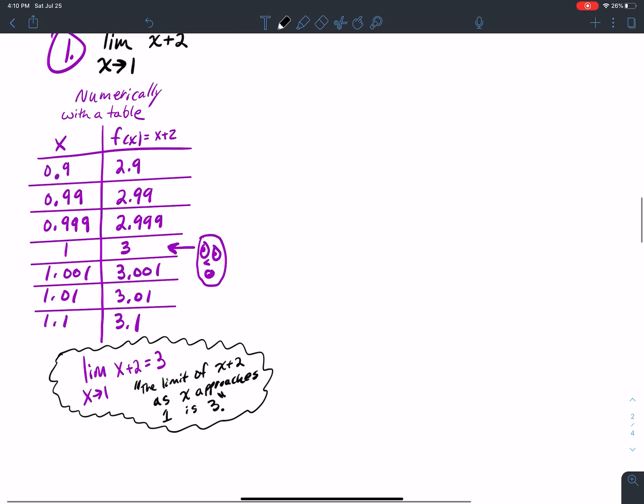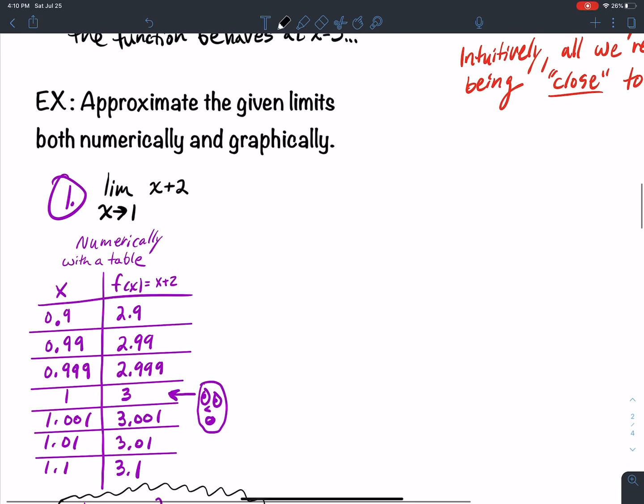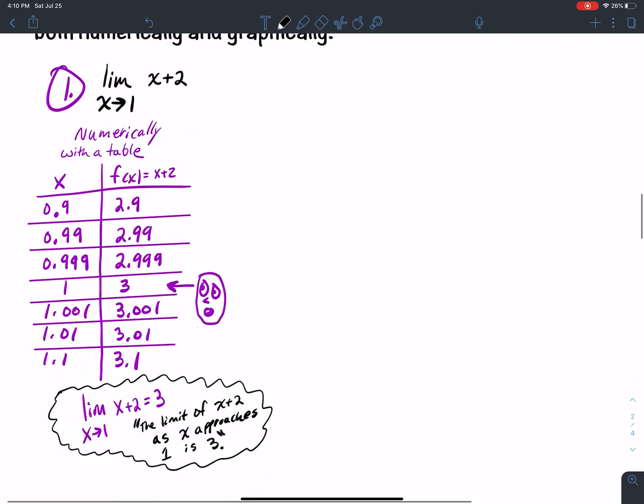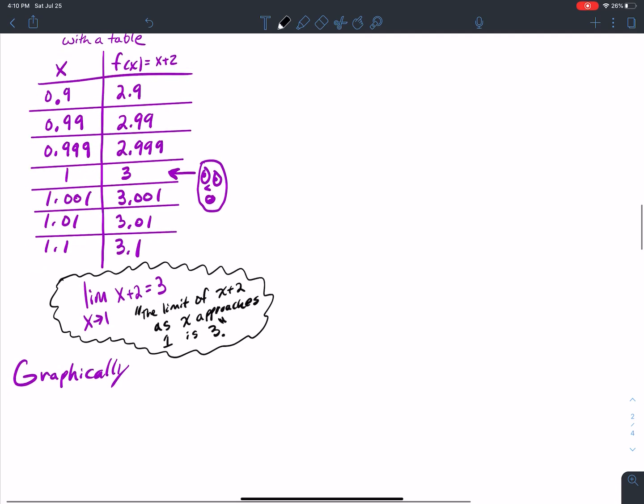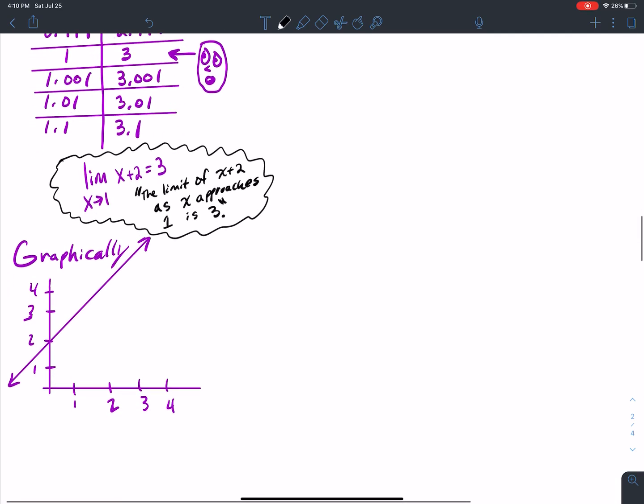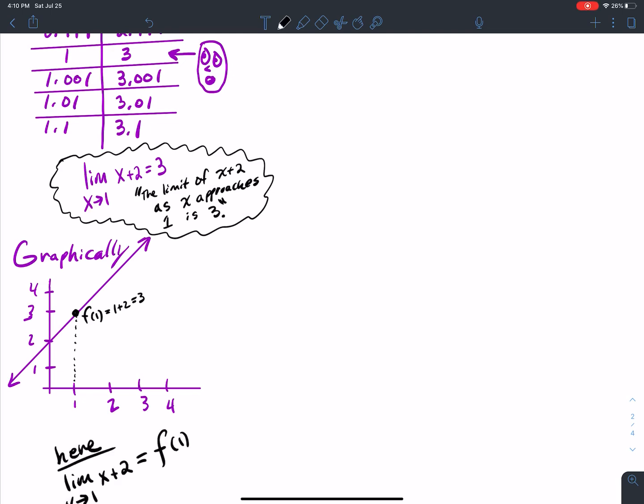All right. So what if instead I wanted to do this graphically? So how does that work graphically? Well, I'm going to graph it. So this, my friends, is f of x equals x plus 2. Remember, it's a line with slope 1, rise over run, and it has a y-intercept of 2. So what happens as I approach 1? It looks like that function value actually evaluates to 3.